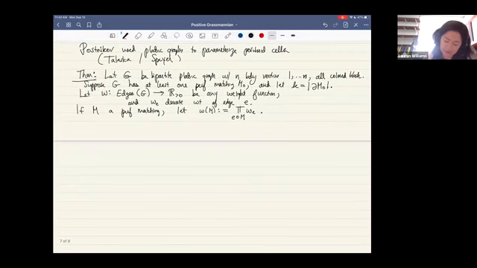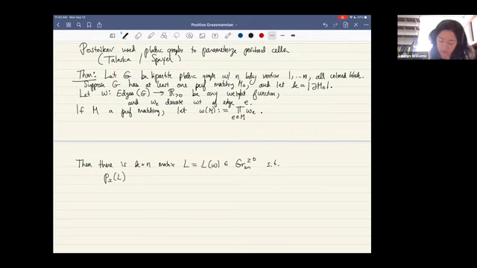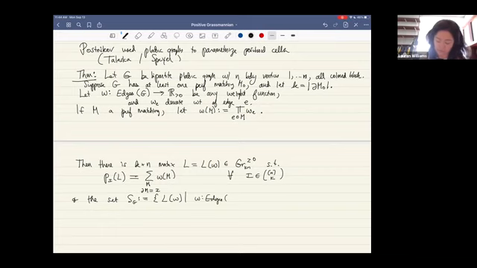Okay, so the statement is that there is a k by n matrix L depending on our weight function and representing a point in the positive Grassmannian such that the I-th Plücker coordinate is the sum of the weights of all matchings M such that ∂M is I. And moreover, the set S_G, which is the set of all of these matrices as the weight varies, is a positroid cell.